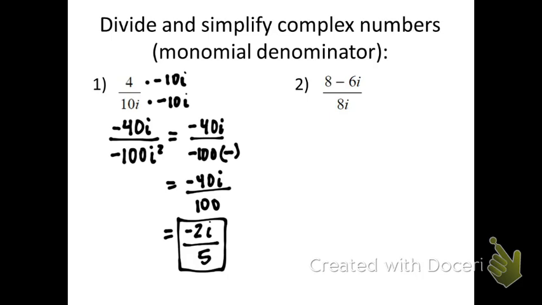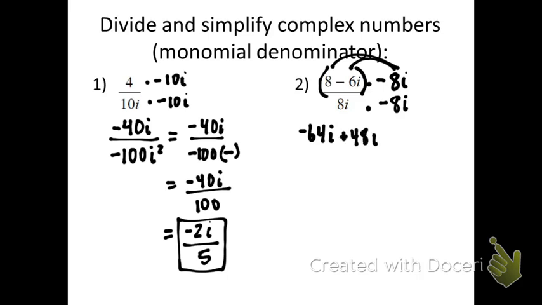Number 2, 8 minus 6i over 8i. You multiply by its conjugate, which is going to be the opposite, negative 8i. You do that to the numerator also. Remember, the numerator now is a binomial, so you have to distribute the negative 8i with each of these terms. So 8 times negative 8i is negative 64i. And negative 8i times negative 6i is going to be positive 48i squared. Denominator, we have negative 64i squared.